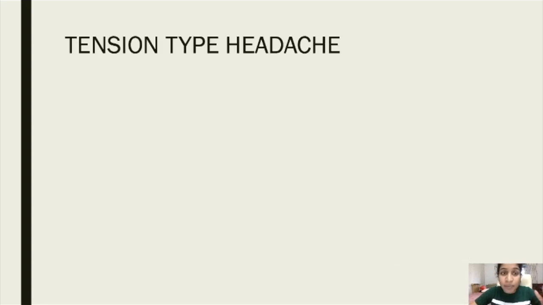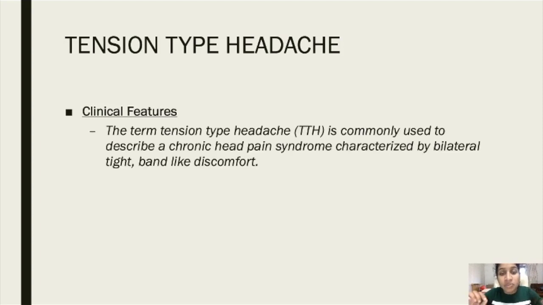The second type of primary headache is tension type headache. So the clinical features of tension type headache: the term tension type headache is commonly used to describe a chronic head pain syndrome characterized by bilateral tight band-like discomfort.